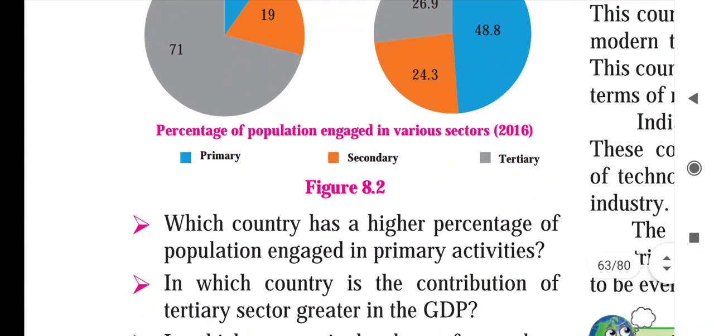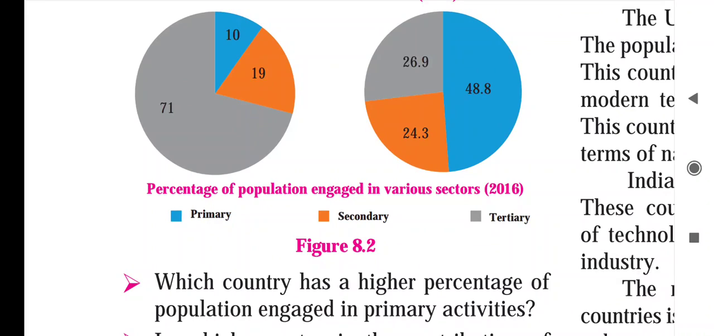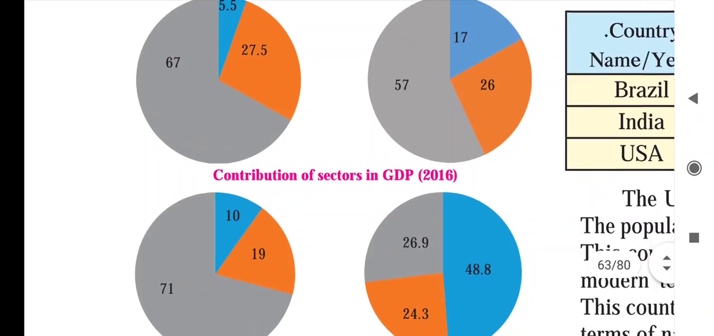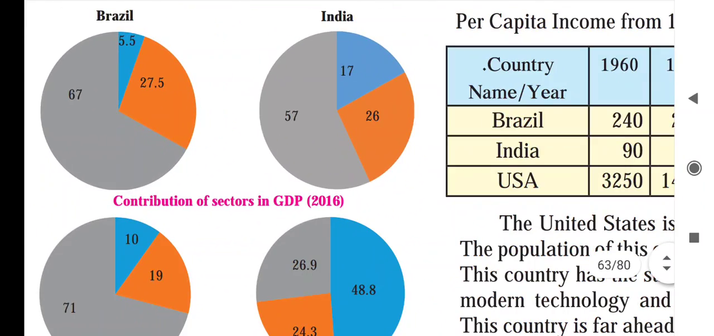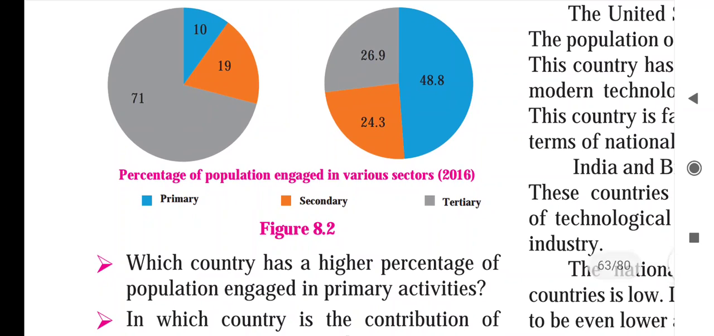Now we'll see which country has a higher percentage of population engaged in primary activities. So primary is shown by blue color, here 10% and here 48.8%. It is Brazil and it is India. So see here, these both are Brazil and these both are India. So we can say that India has a higher percentage of population engaged in primary activities.